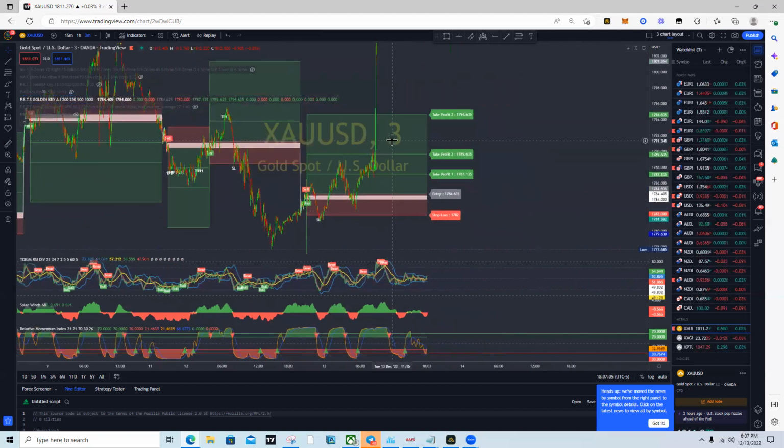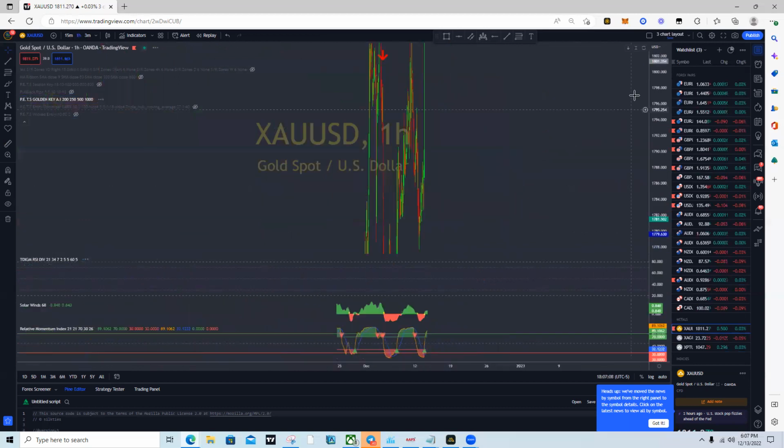Now, with the golden key tool, notice we're on a 3-minute chart, right? Conservatively, you want to use the hour chart.